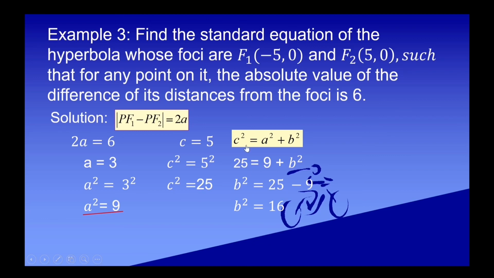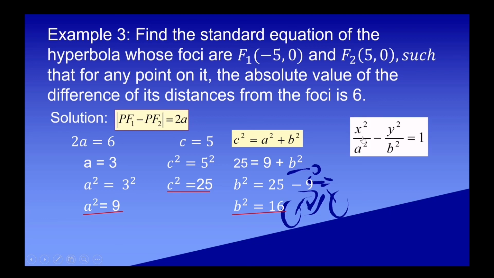Okay, that is the value of our c squared. So c squared is 25, and our a squared is 9. So our b squared is 25 minus 9, that is 16. So b squared is equal to 16. So we have all the components: a squared, b squared, c squared.